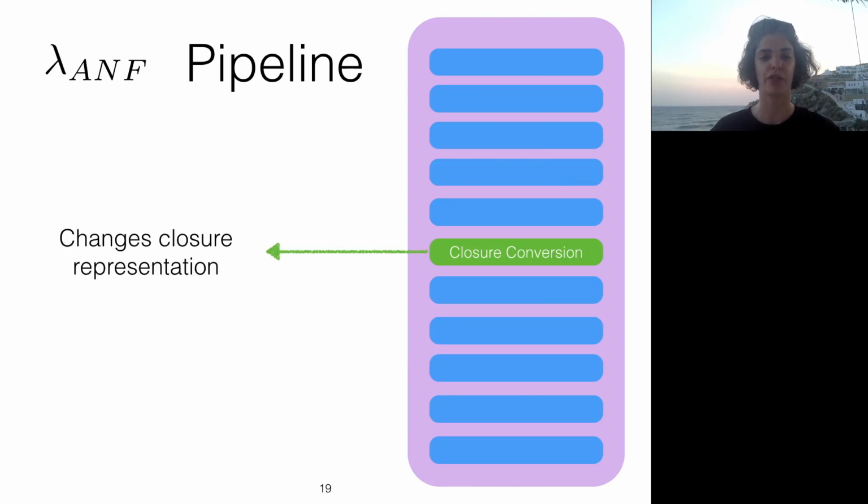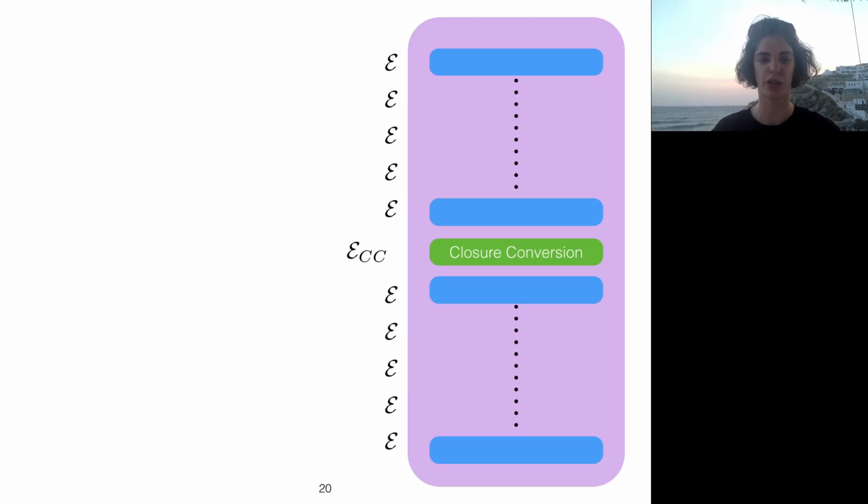All of the lambda ANF transformations, except for closure conversion, are same-language transformations that do not change the representation of values. But closure conversion changes the representation of closures from closure values to explicitly constructed closures. Therefore, closure conversion behaves like a cross-language transformation. In order to verify the pipeline, we use 2 logical relations: a reflexive same-language logical relation E that is used in all transformations except for closure conversion, and a cross-representation logical relation, ECC, that is used to prove correct closure conversion.